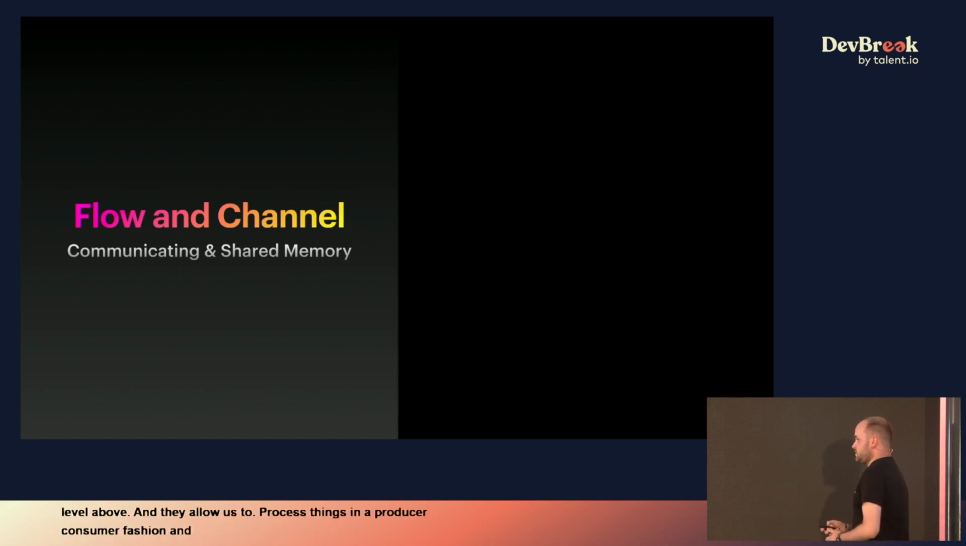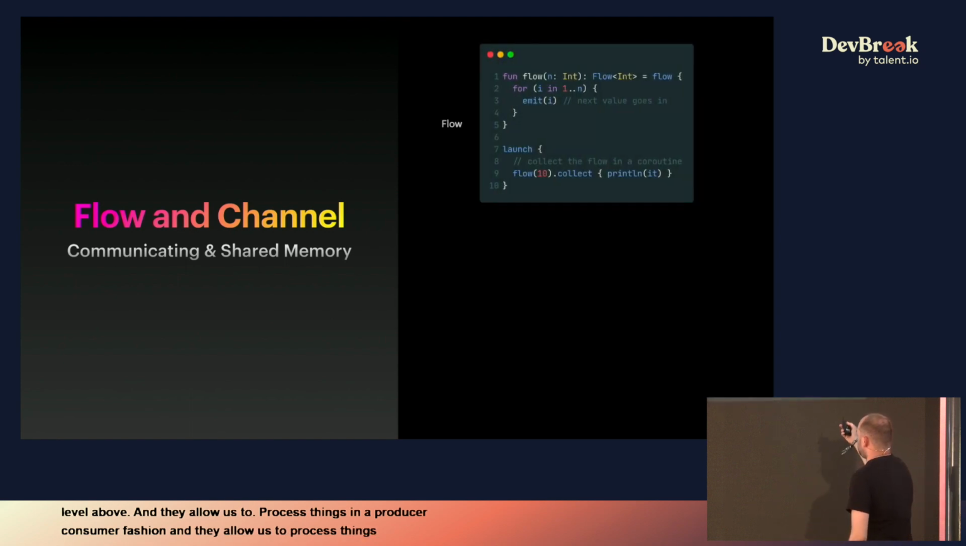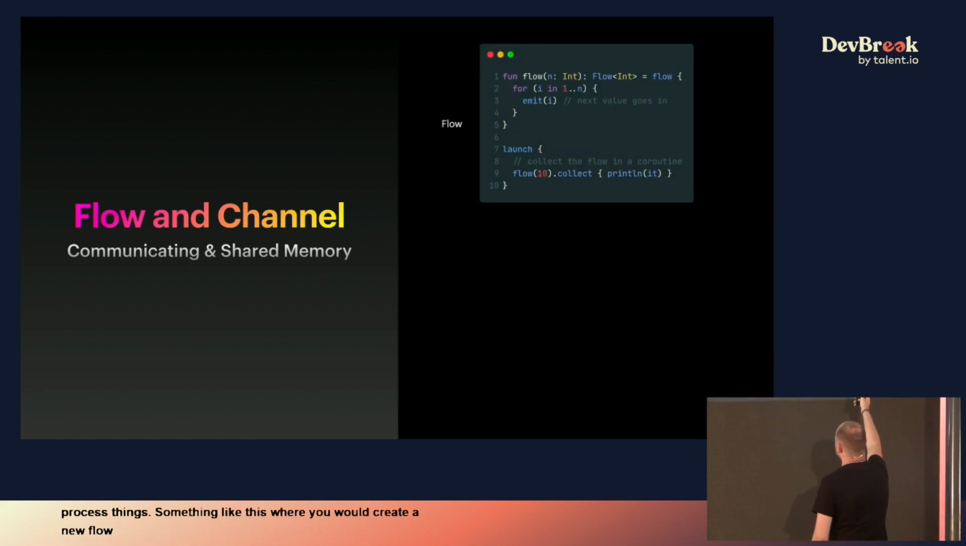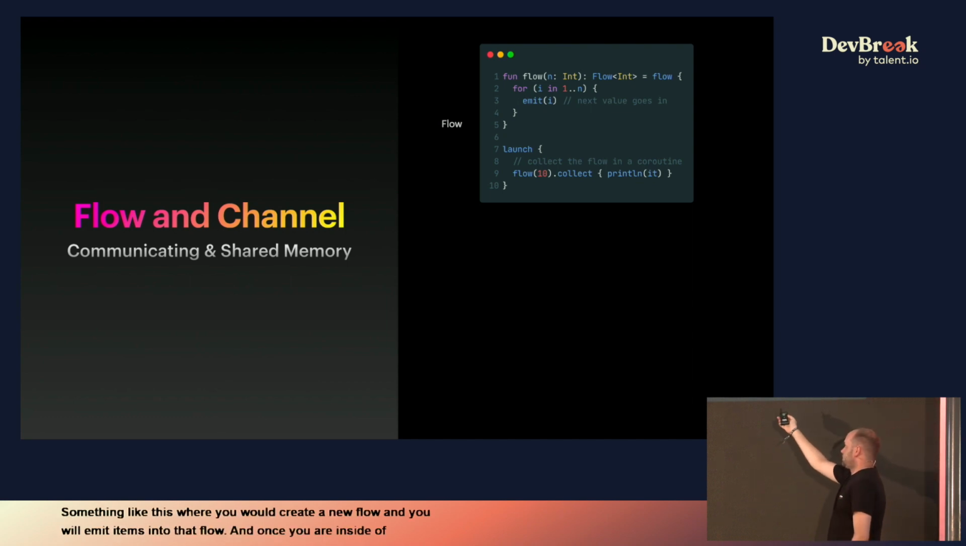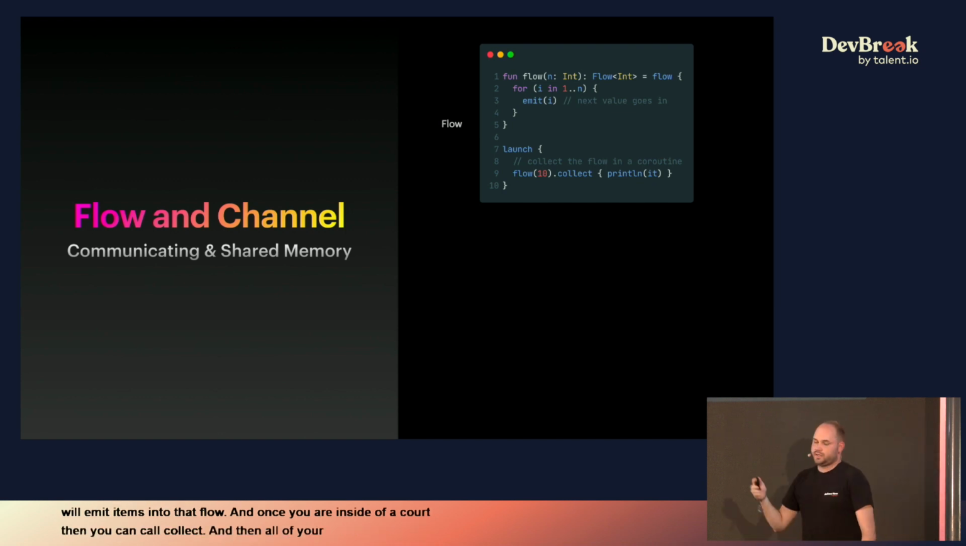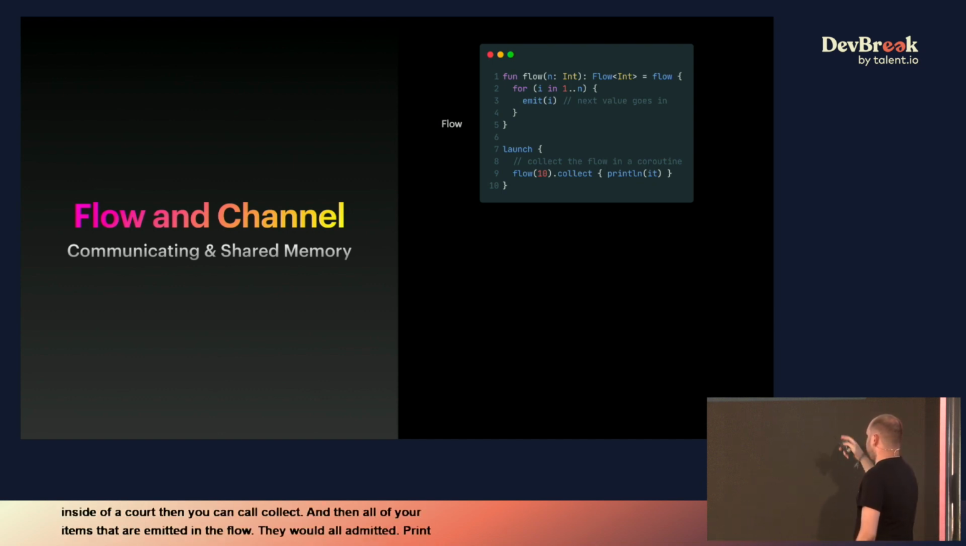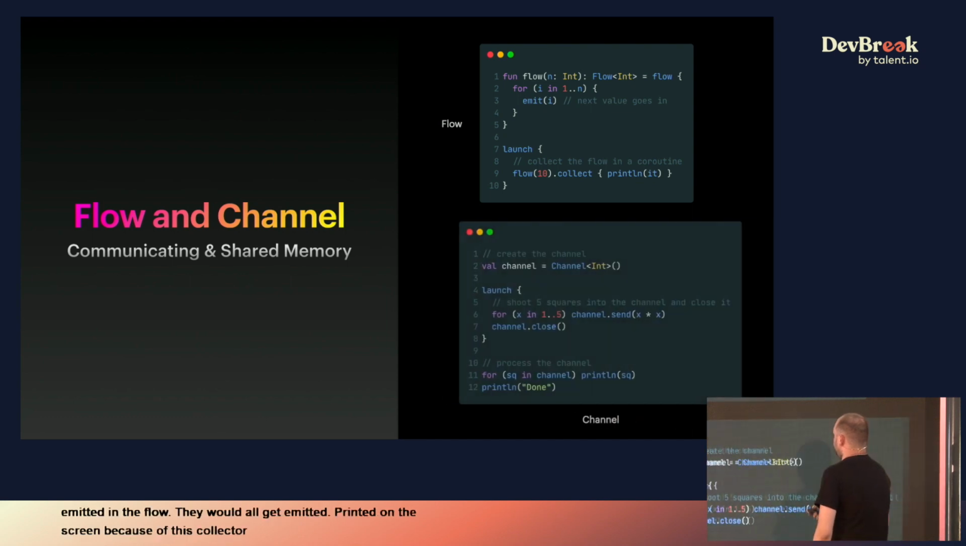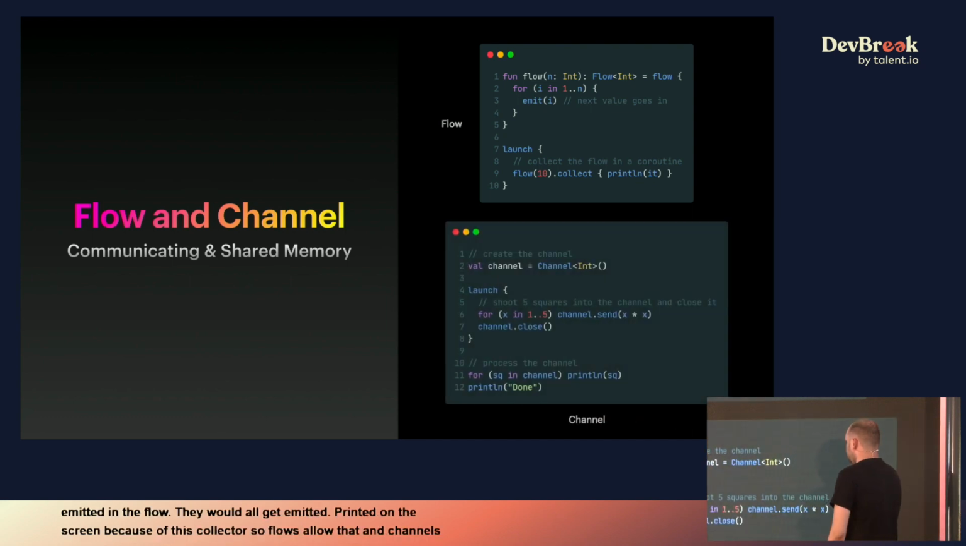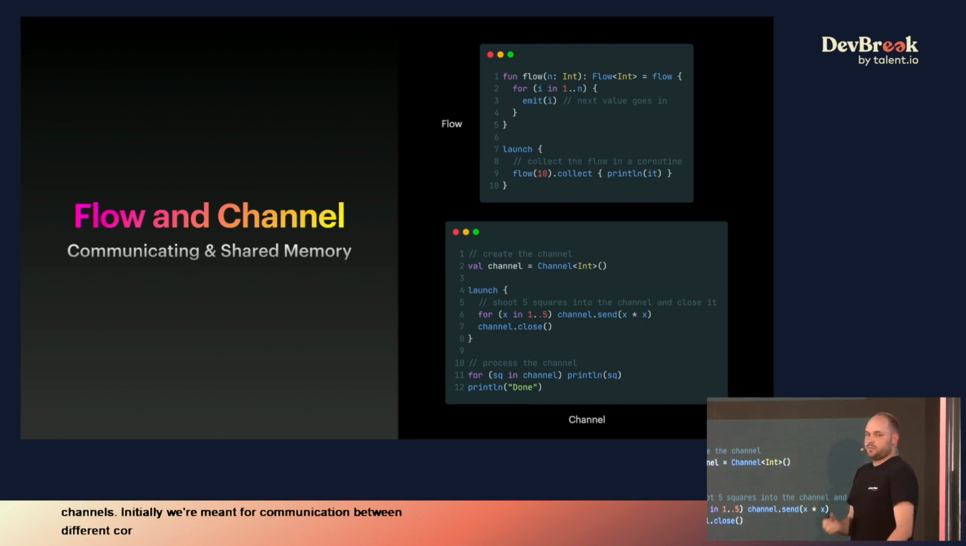They allow us to process things something like this, where you would create a new flow and you would emit items into that flow. And once you are inside of a coroutine, then you can call collect. And then all of your items that are emitted in the flow would all get printed on the screen because of this collector. So flows allow that, and channels initially were meant for communication between different coroutines, but at some point the thing grew, and they now do much more.